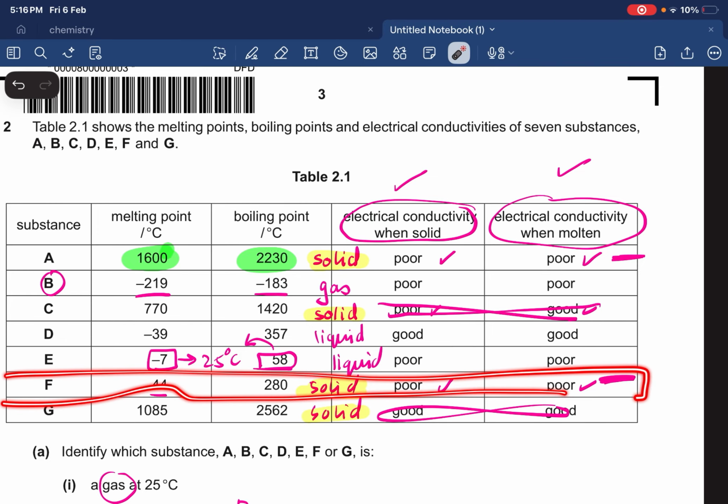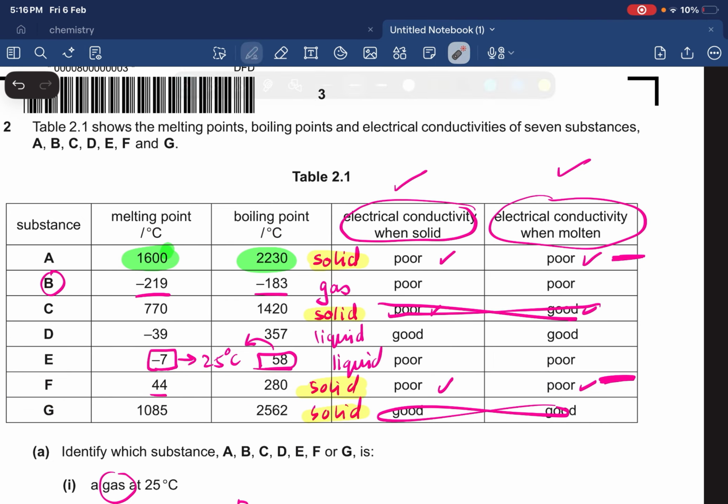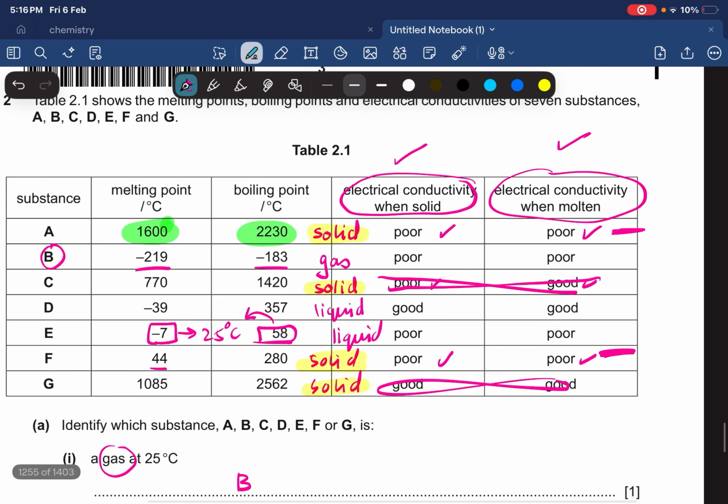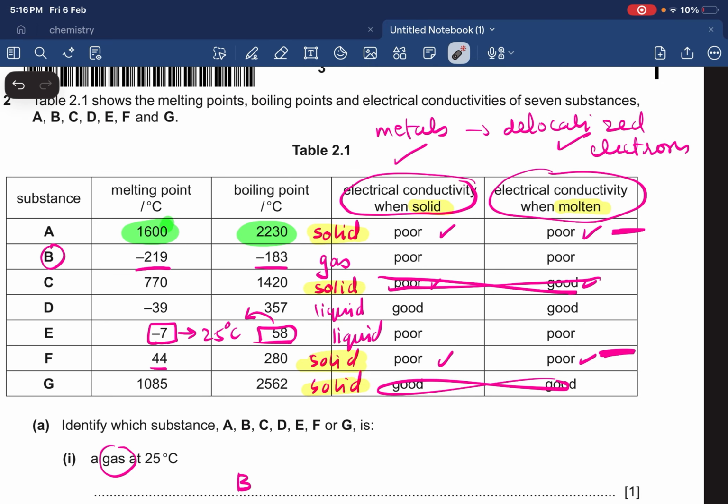Why do we have to consider option F? Poor, poor is fine for option A, but high melting and boiling point is not possible for simple. For simple it should be low, so we're going to consider option F over here. A metal which is a liquid at 25. So for metal, electrical conductivity is good in solid as well as in molten. Why? Because metals conduct by the movement of delocalized electrons, and since they conduct by the movement of delocalized electrons, their electrical conductivity should be good in both solid and liquid. So it should be good, good.